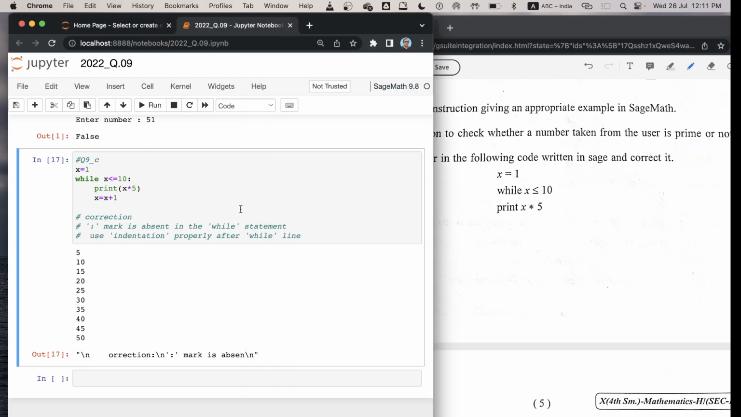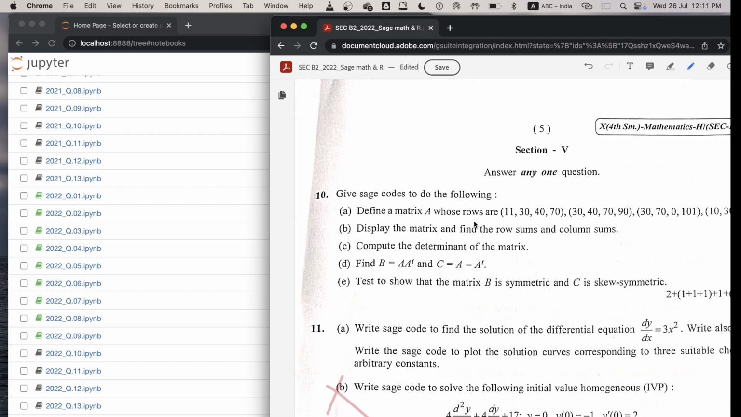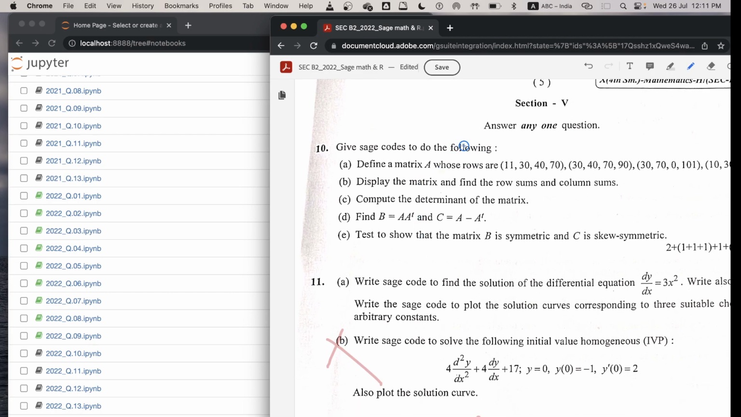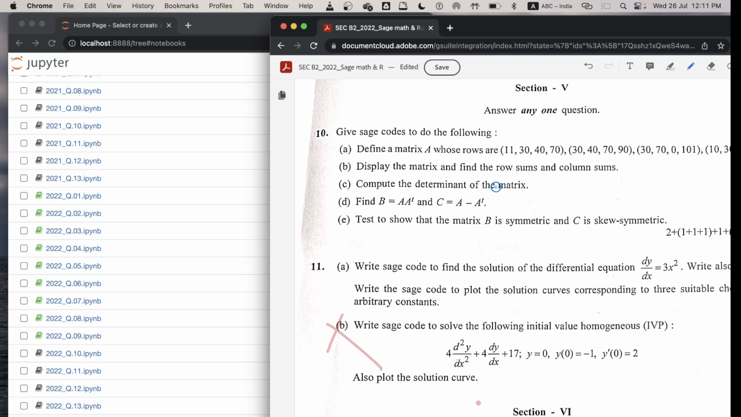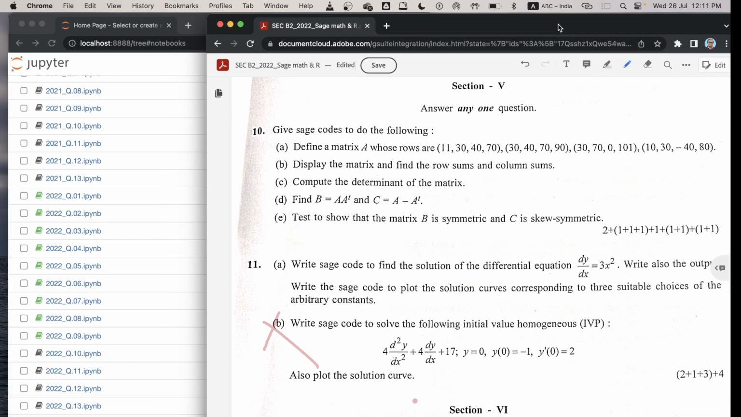Question 9C complete. Question 10, section 5. Give Sage code to do the following. Define a matrix whose rows are these four rows, 1 2 3 4, and display the matrix and find the row sums and column sums.